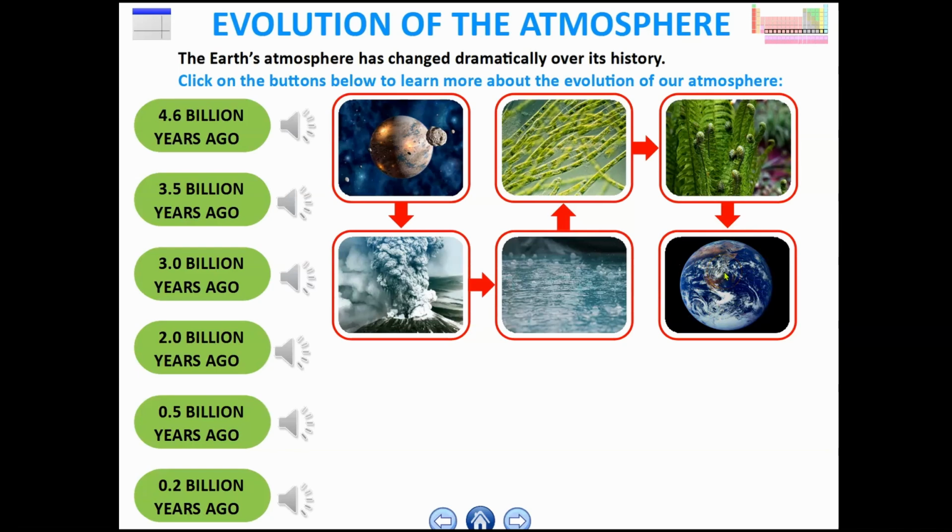Now that is continuing to change. Since the Industrial Revolution, we've had a more rapid change than for millions and millions of years. Volcanoes produce huge amounts of material, but we are producing collectively and over time way more.